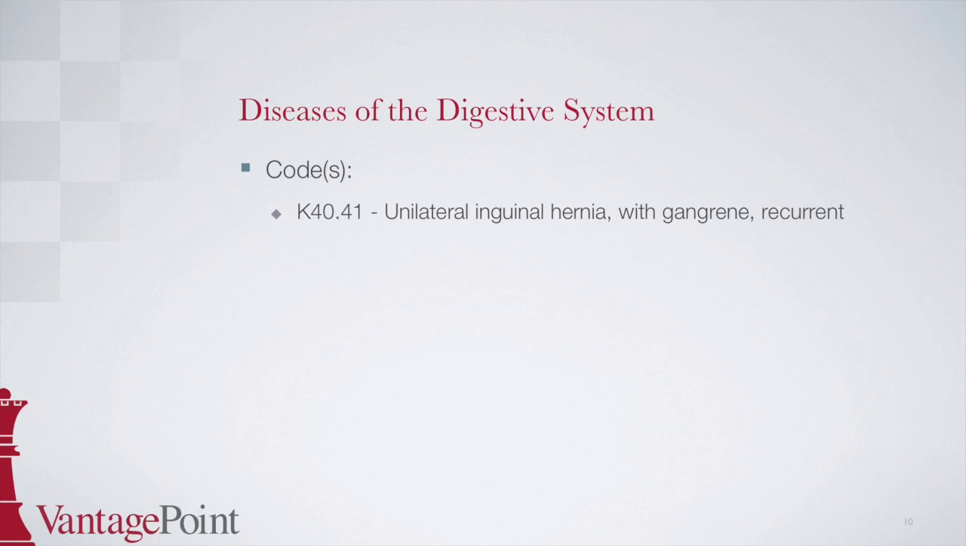confirm in the tabular. You'll notice that even though documentation states that the hernia was on the right, there are no options for laterality, so you want to make sure that you use the code for unilateral, as documentation does not state that this was a bilateral hernia.